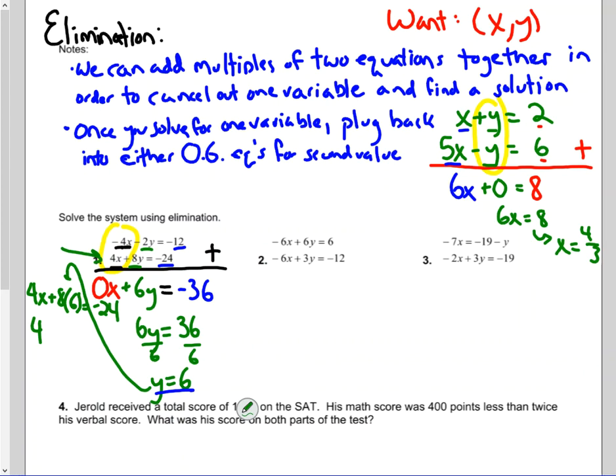Start evaluating. 4x plus 48 equals negative 24. Once you subtract that 48 from both sides, and then divide by 4, we should get x is equal to negative 15. So our ordered pair, our final solution is negative 15, comma 6.